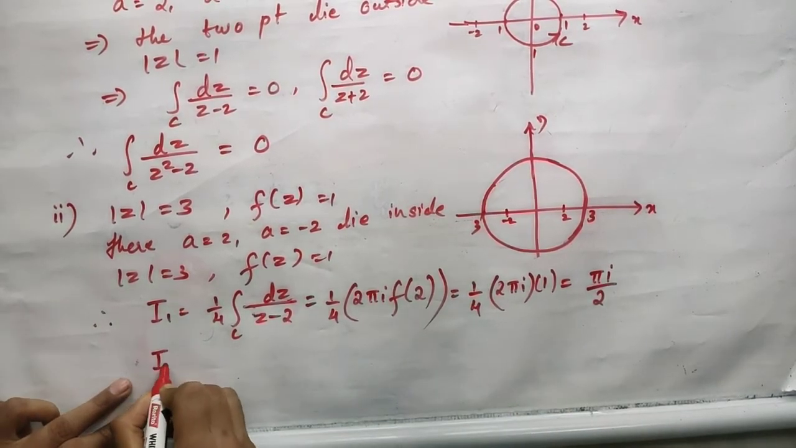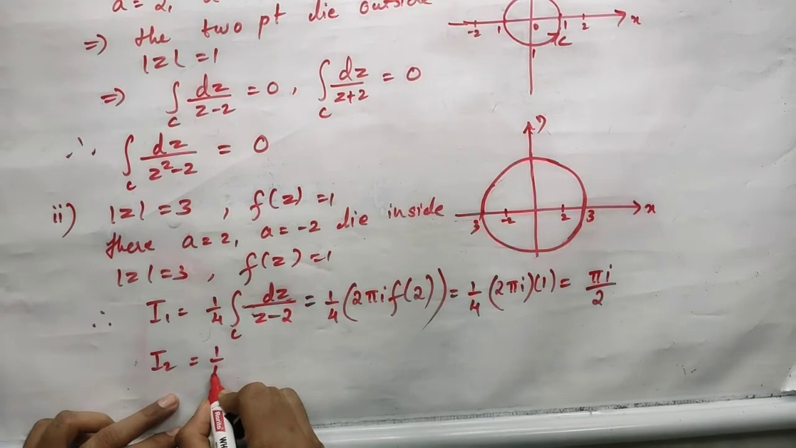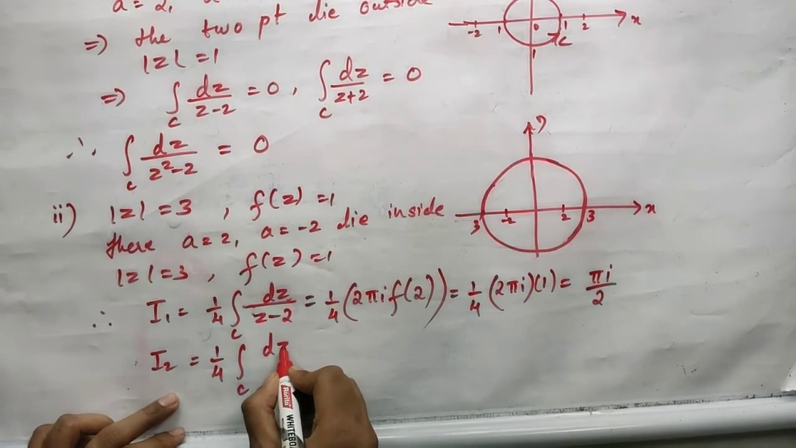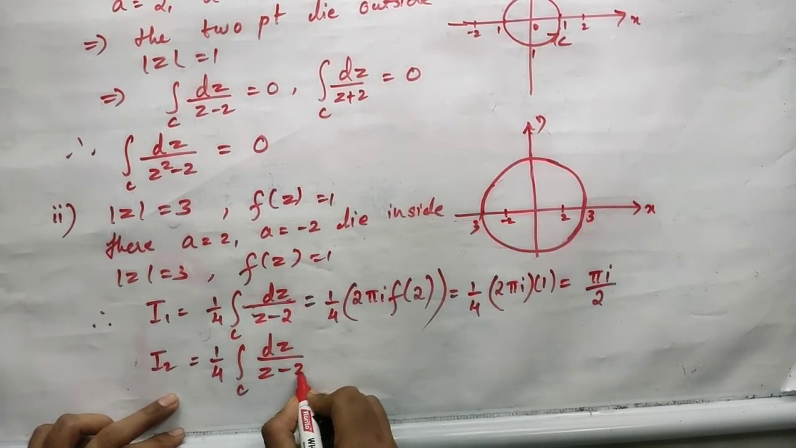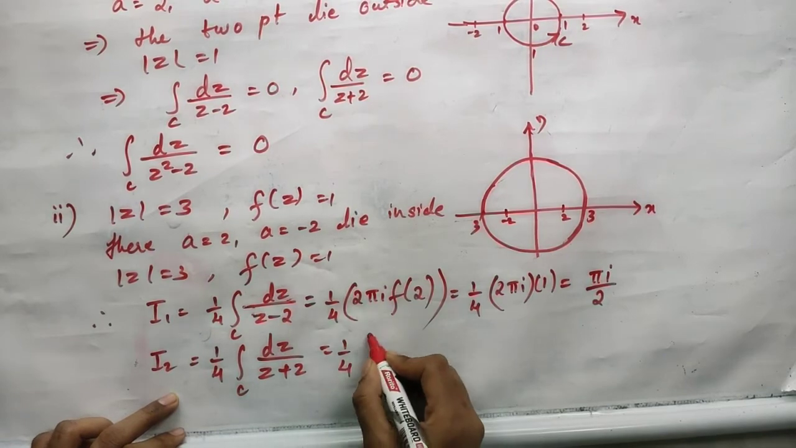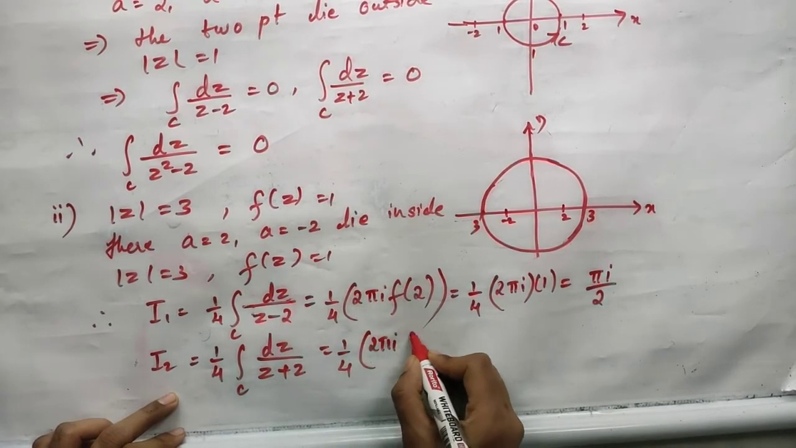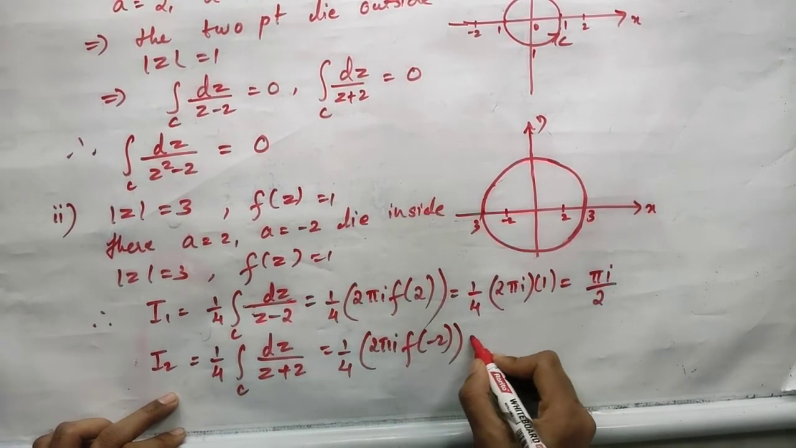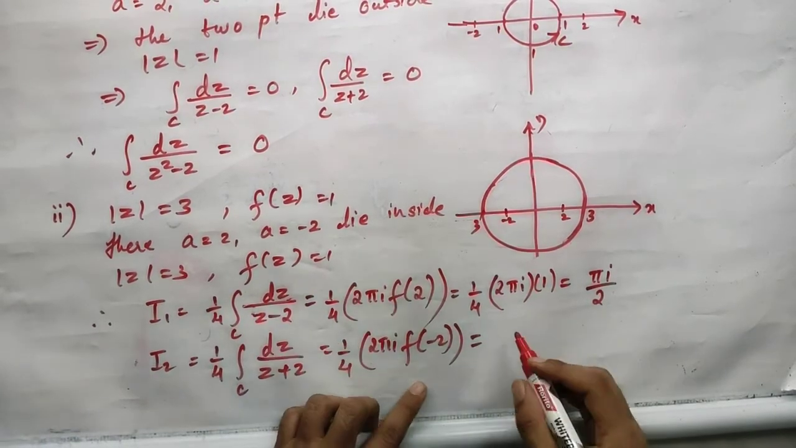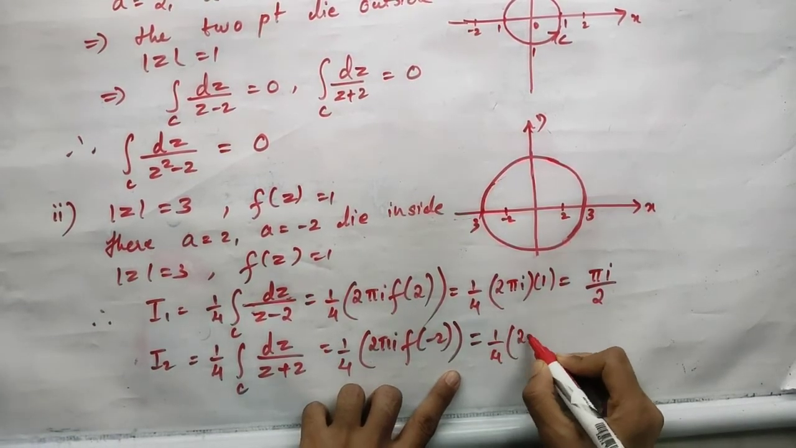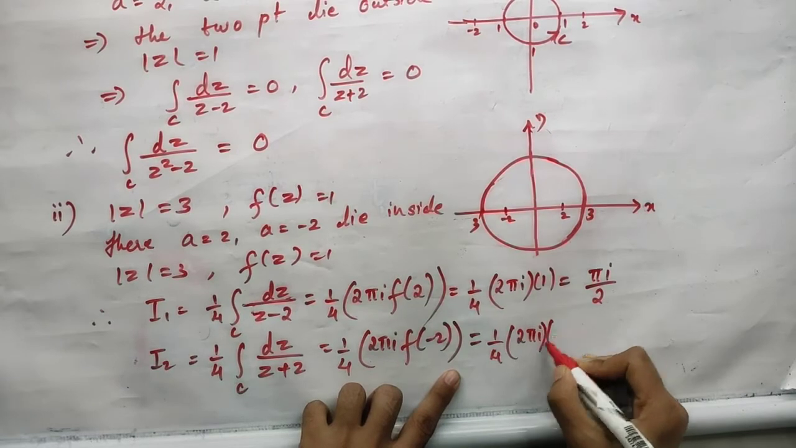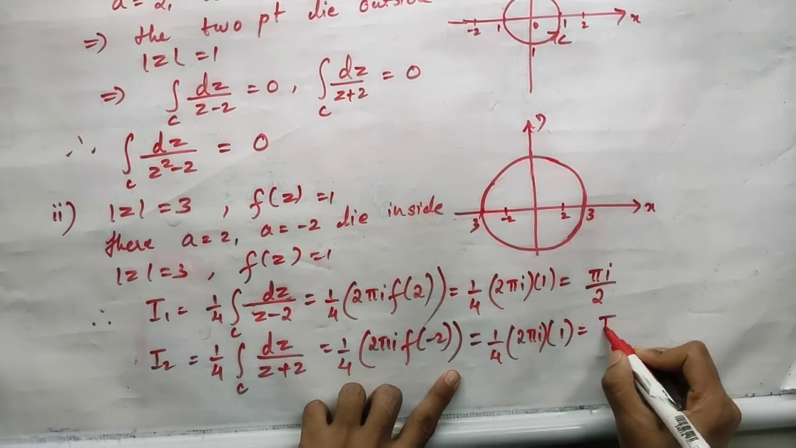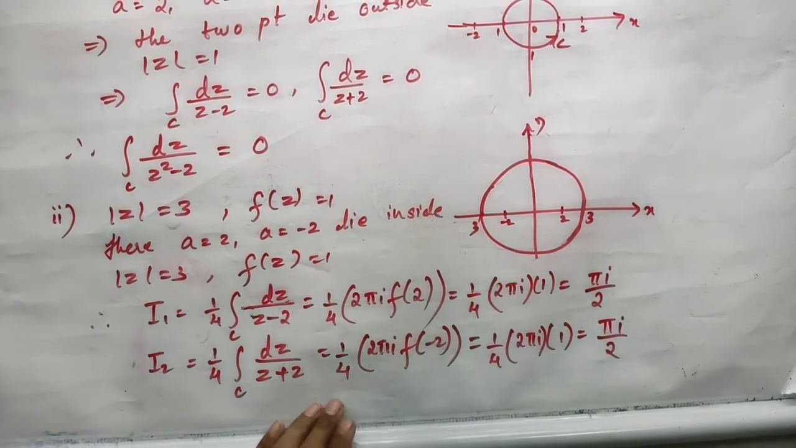Similarly, I2 is 1 by 4 integration of the curve C, dz divided by z plus 2, so it is 1 by 4, 2 pi I into f of minus 2. f of minus 2 is also 1 because f of z is 1, so 1 by 4, 2 pi I into 1, or it is pi I by 2.